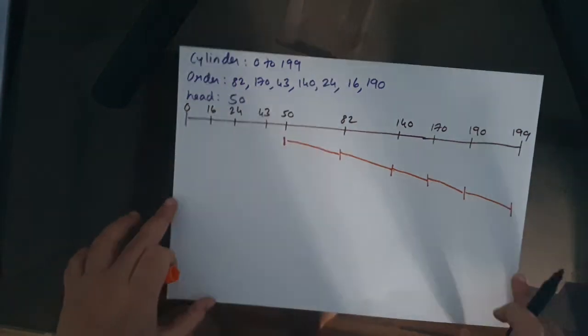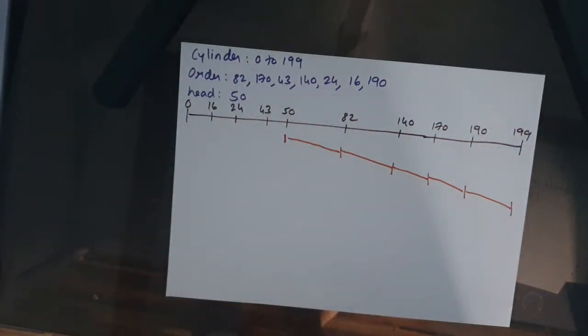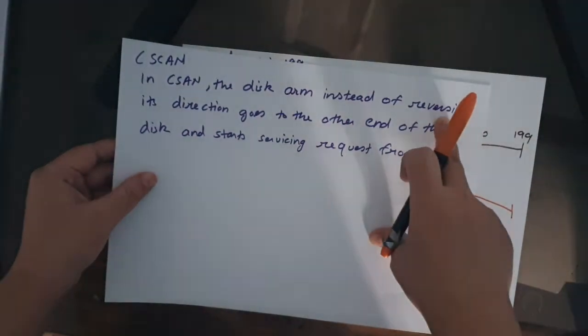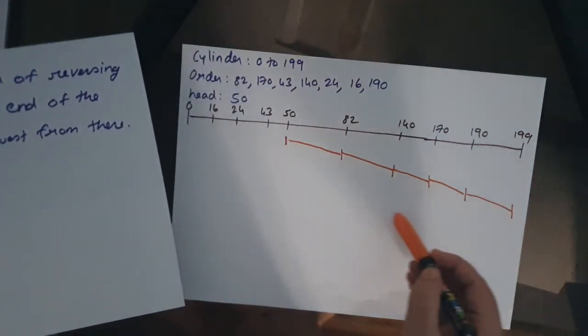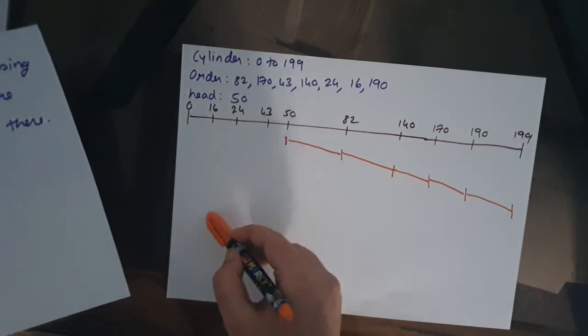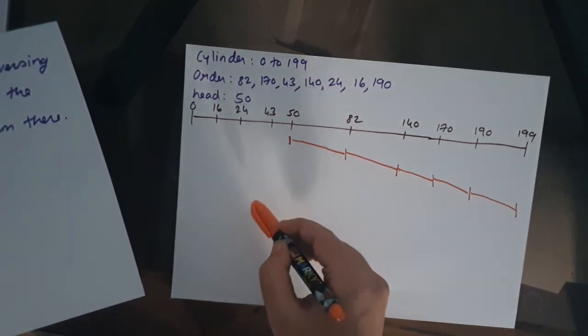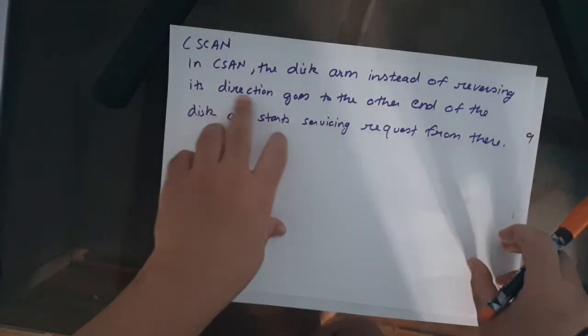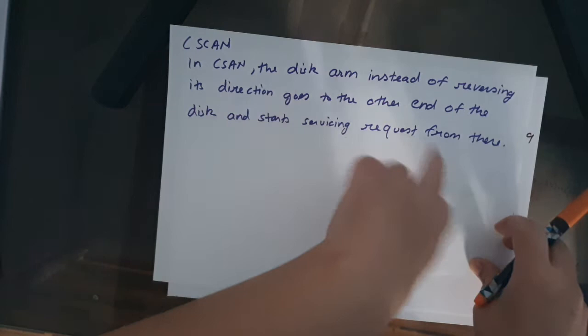Now comes your C-scan part. What C-scan says is, instead of reversing, scan used to be something like this, and it used to serve the requests 43, 24 and 16. But instead of reversing the direction, go to the other end.